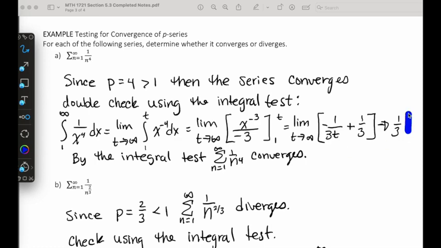When we evaluate that, we end up getting 1/3. And by the integral test, because the integral converges, we know that the series converges. So we check that it converges 2 ways, using the fact that we know what the values of p are in the p-series that converges, and then we also checked it using the integral test.